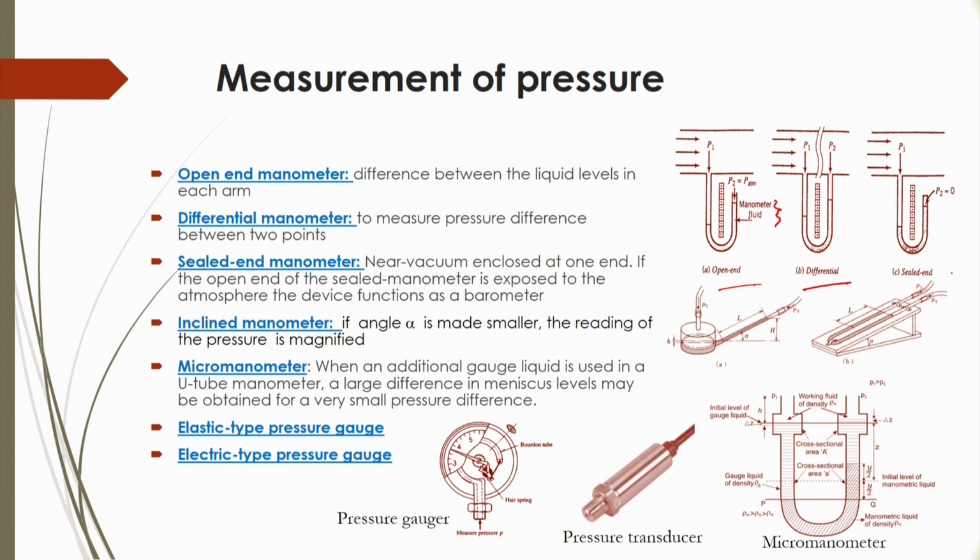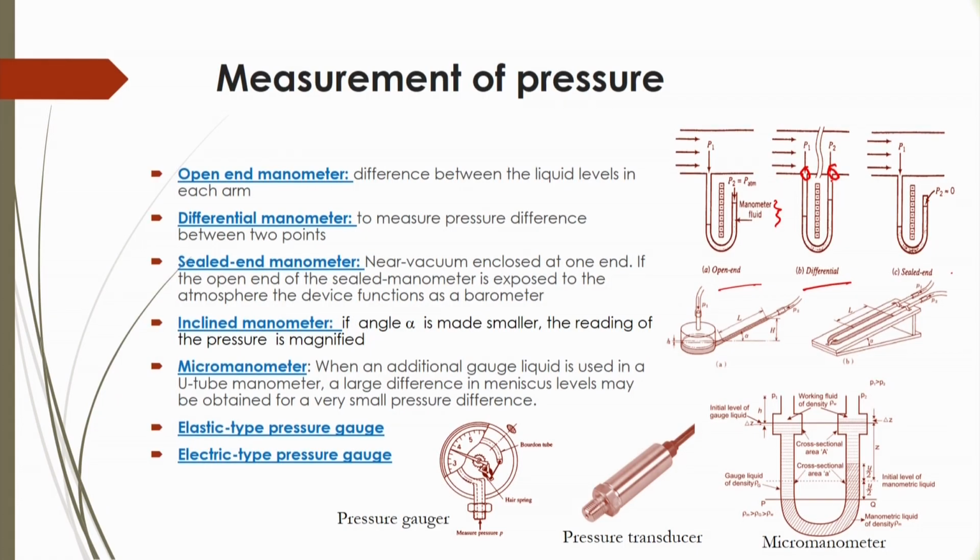Here in this case, there is the difference. From this difference you will be able to calculate the pressure by rho g into H. And again, here the differential manometer measures the pressure difference between 2 points. Suppose here is one point and here is another point.